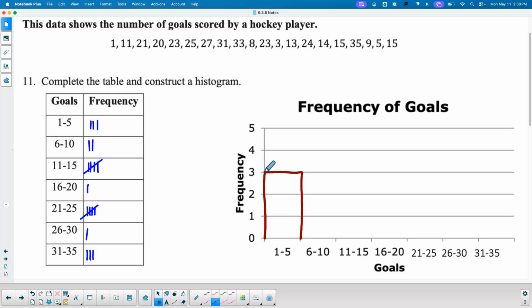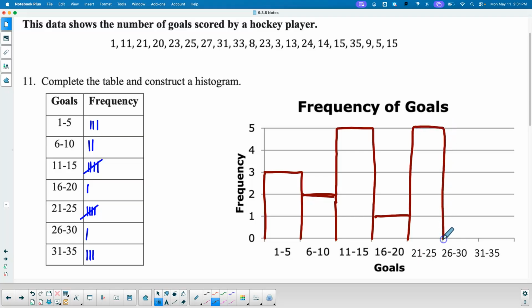Then in the 6 through 10 bin, there's only 2. In the 11 through 15 bin, there's 5. 16 through 20, there's only 1. 21 through 25, there's 5. 26 through 30, there's only 1. And 31 through 35, there's 3.